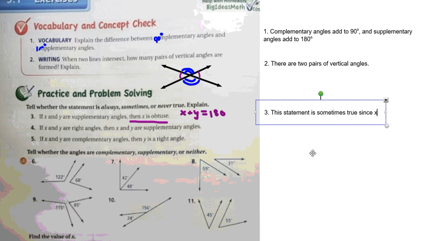But what if x is 70 degrees, and y was 110 degrees? They still add to 180, which is what's given to us. But if x is 70, then x is not obtuse, because an obtuse angle has to be greater than 90. So for number three, I'm going to say this statement is sometimes true, since x could equal 100 degrees.